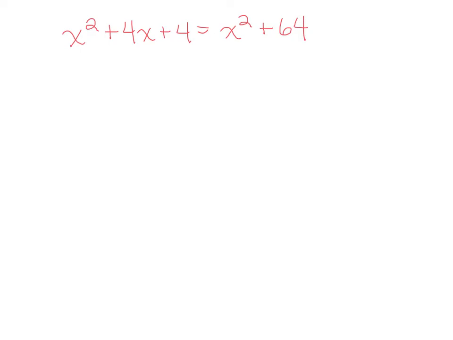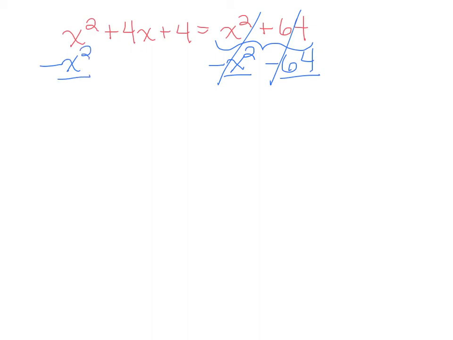Now we want to move everything over to one side and set this equal to 0. We'll move x squared plus 64 all to the other side by subtracting it. So I'll do this vertically. We're going to subtract x squared and subtract 64. Whatever you do to one side, you also do to the other side. Subtract x squared, subtract 64.